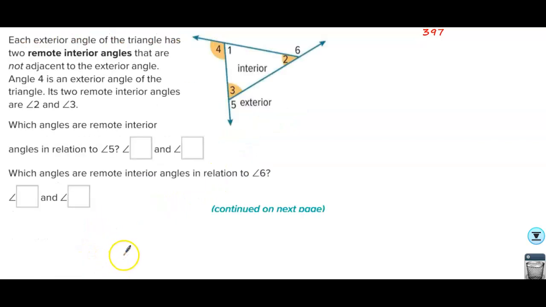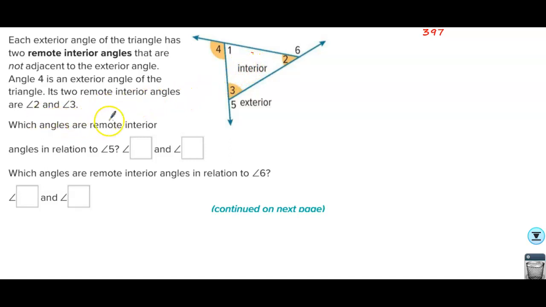So we're still on page 397. Okay. Each exterior angle of the triangle has two remote interior angles, and this is what I was telling you on the last slide. This guy is going to be equal to this one plus this one. This guy is going to be equal to this one plus this one, and this one is going to be equal to this one plus this one. The exterior angle is equal to the sum of the two angles it's not touching.